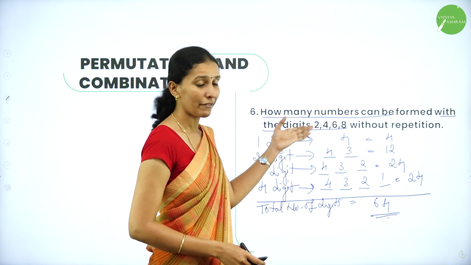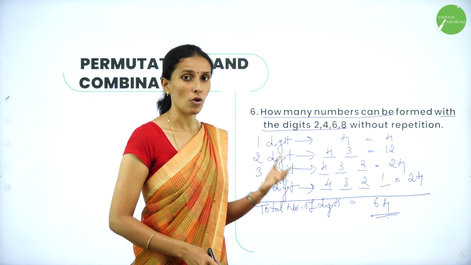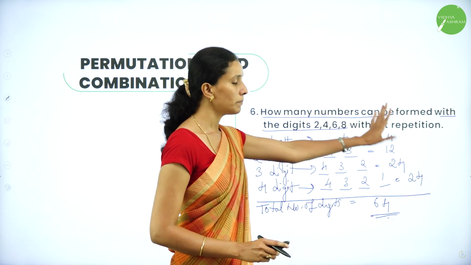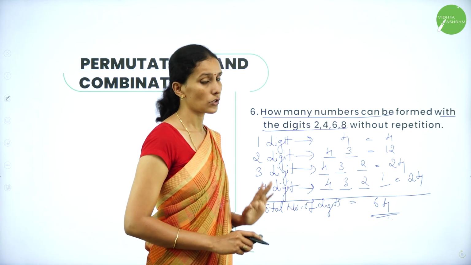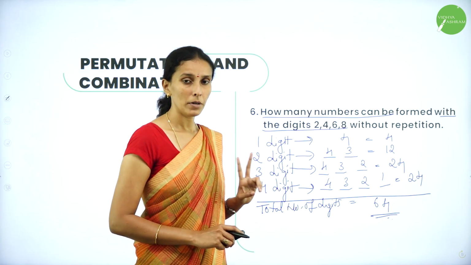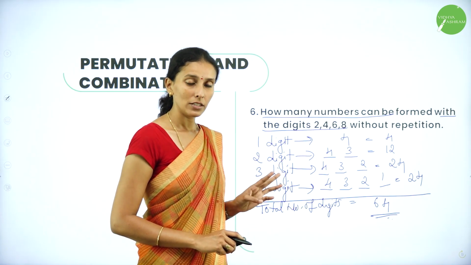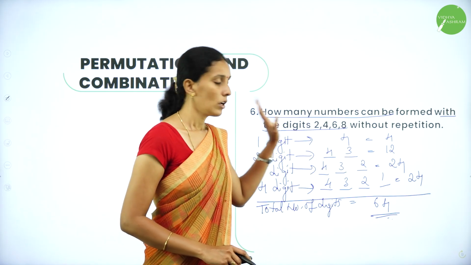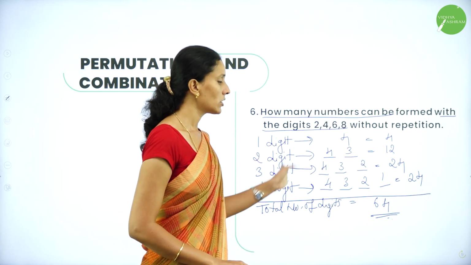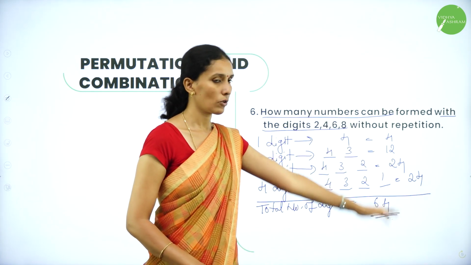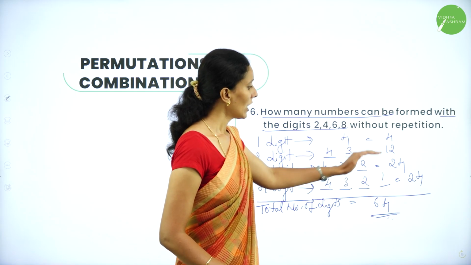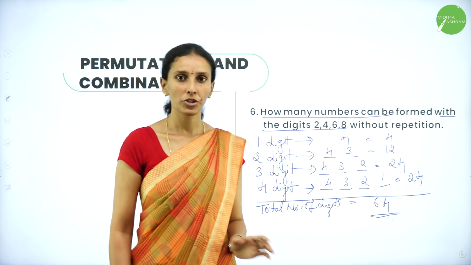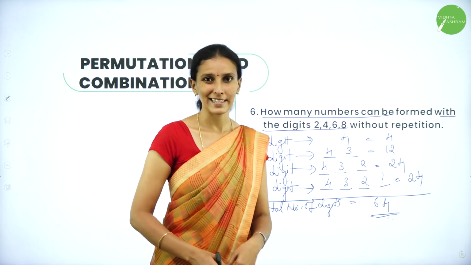They have not specified that you have to form a 2 digit or 3 digit or 4 digit number. So, they have asked how many numbers can be formed using the digits. So, we can form single digit numbers, double digit numbers, 3 digit numbers, 4 digit numbers. If you form single digit, you have 4. 2 digit you have 12, 3 digit 24, similarly 4 digit numbers you can form 24. So, totally you have 64 numbers which you can form using the digits 2, 4, 6, 8.